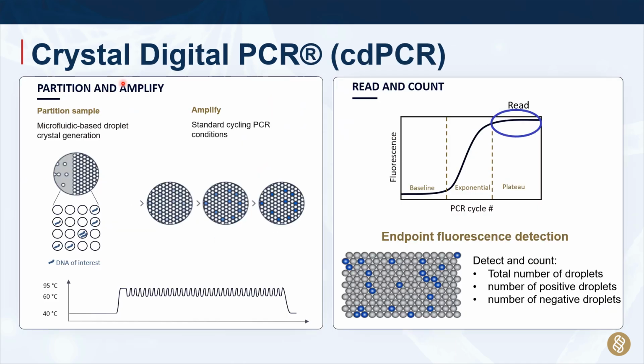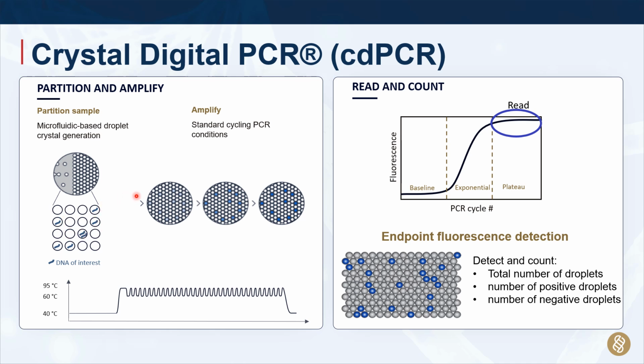Let's take a look at the Crystal Digital PCR workflow. You would start off by setting up a reaction very similar to a qPCR reaction, with a bulk reaction of about 20 microliters being set up initially, containing all the components for the reaction. This would then be loaded into a chip that allows the bulk reaction to be subdivided through microfluidic channels into smaller droplets containing all the reagents necessary for amplification.